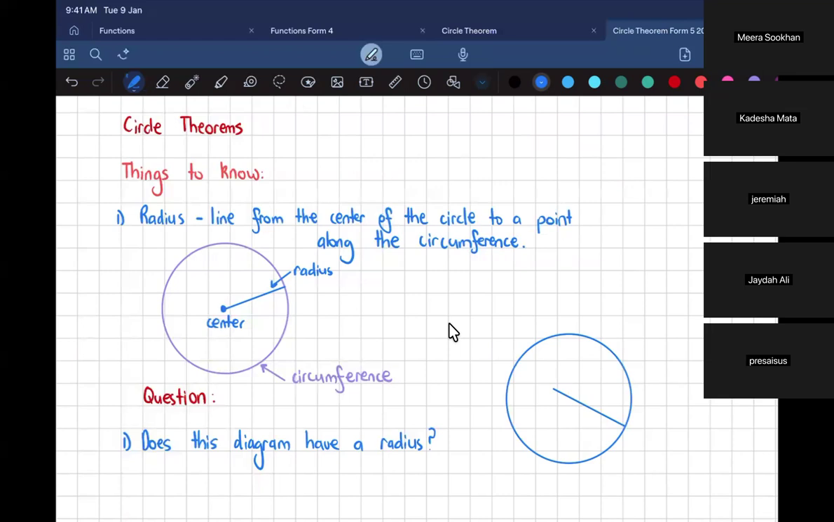What tells you it's the center is if they have, normally in the questions, an O, right? A lot of students assume that something is the center when in actuality it's not the center.